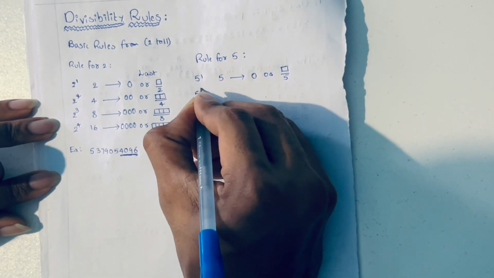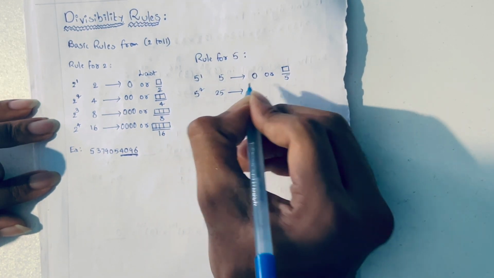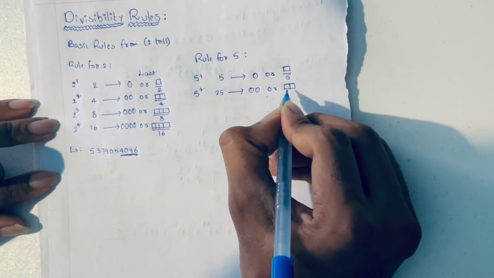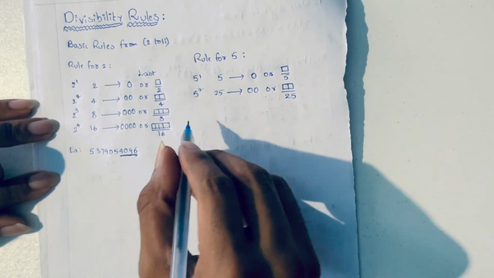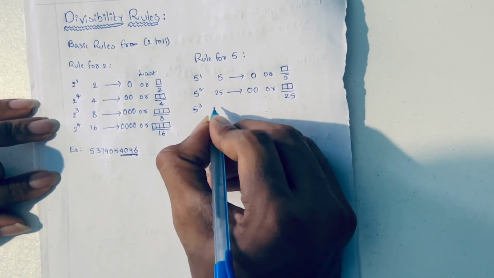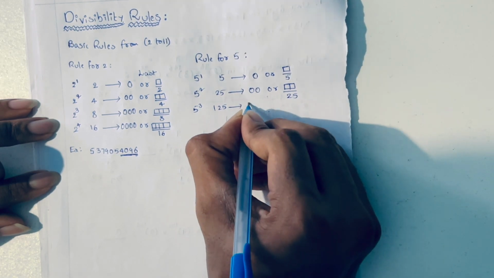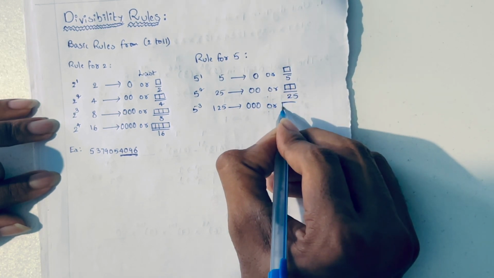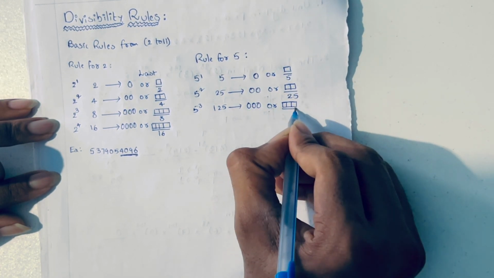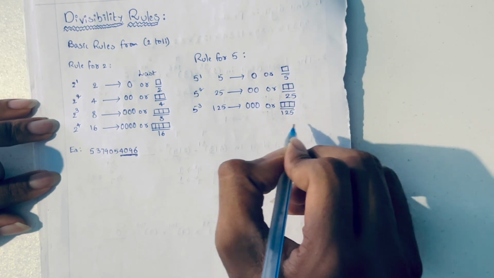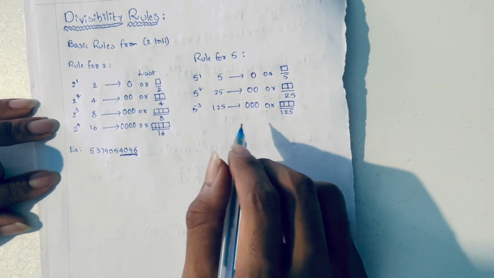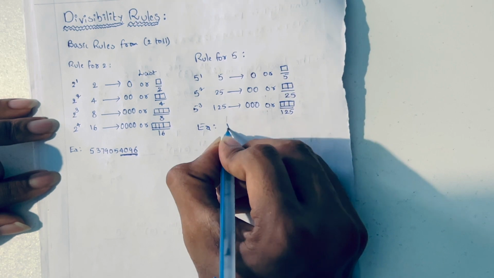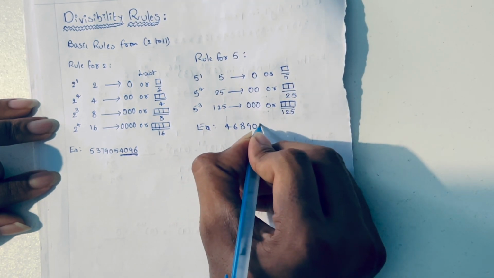The same way, 5 square is 25. Here the power is 2, that means 2 zeros or the last 2 digits divisible by 25. That means the whole number is divisible by 25. 5 cube is 125. Here the power is 3, so I am writing 3 zeros, or the last 3 digits divisible by 125. That means the whole number is divisible by 125. And in this case I am considering this as an example: 4 6 8 9 0 7 5.